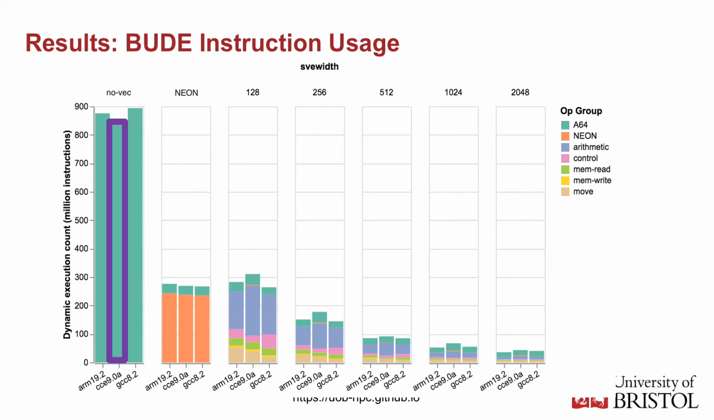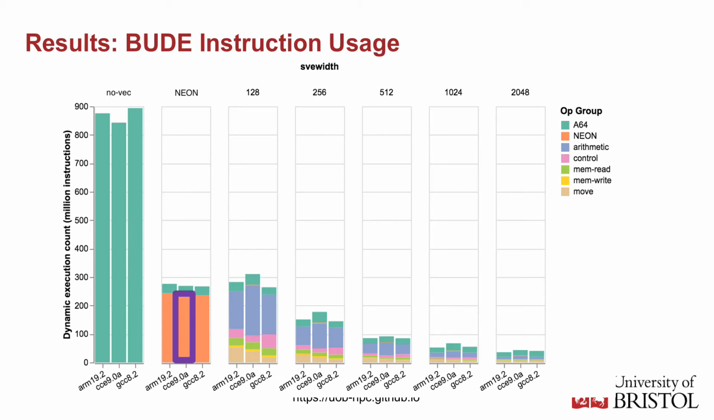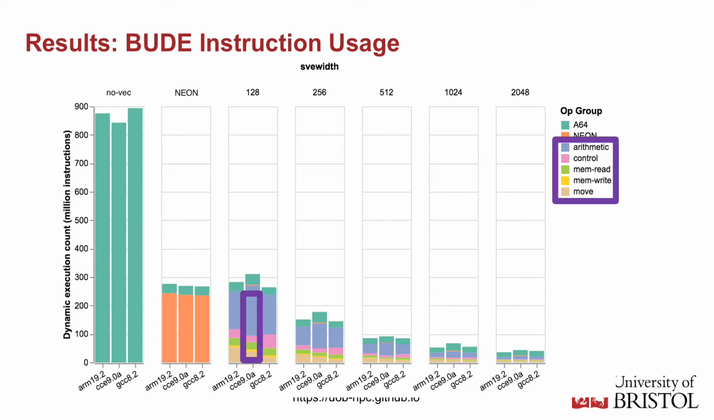Within each cluster, the colors correspond to different types of instructions. The light green is scalar ARMv8 operations, the orange is Neon, and the other colors are all different classes of SVE instructions.